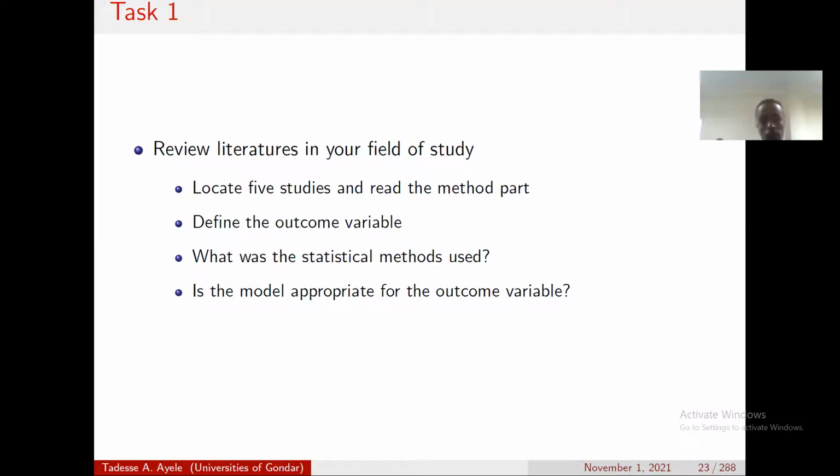But the last question, which says, is the model appropriate for the outcome variable? How do we check whether or not it's appropriate?